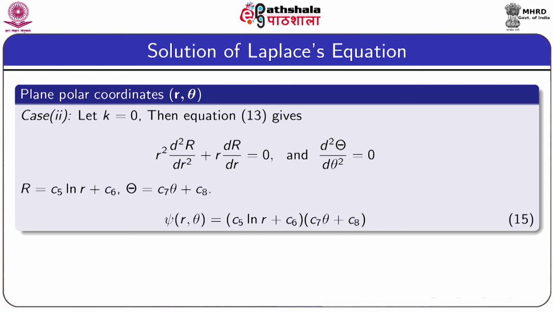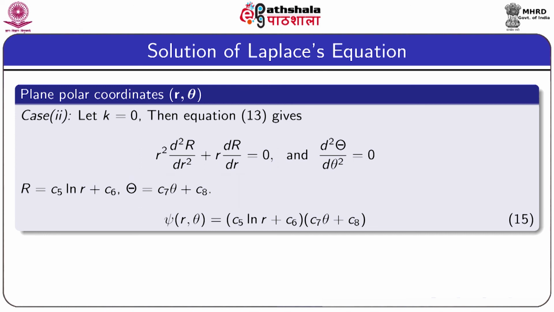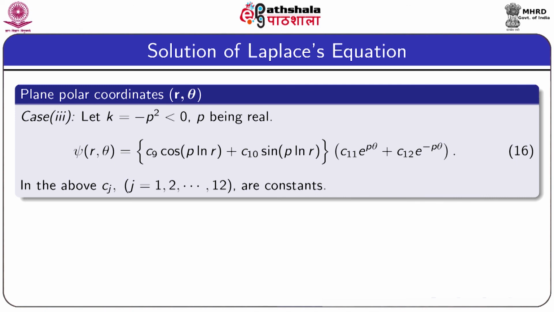Now, for the second case we are assuming k as 0. In a similar way we can prove that the expression for capital R is C5 log r plus C6 and theta is C7 theta plus C8, and consequently psi becomes (C5 log r plus C6) into (C7 theta plus C8). Now, for the case when k is less than 0, the solution is written in equation number 15. So, for polar coordinates, the solutions can be written in 3 different forms, which are written in equation number 13, equation number 14 and equation number 15, and in all these expressions, the Cj's, j equals 1 to 12, are constants.